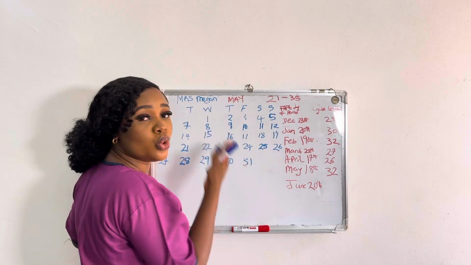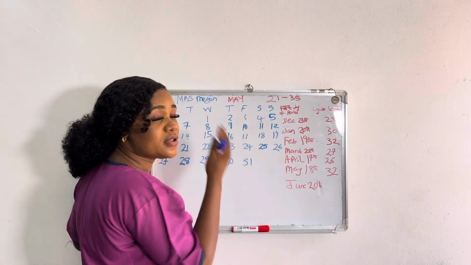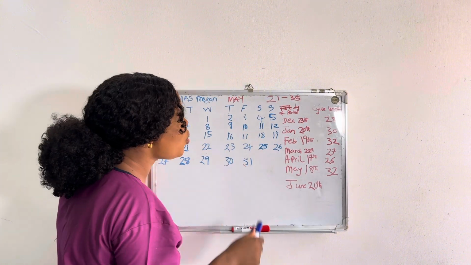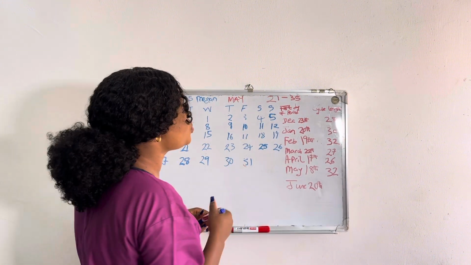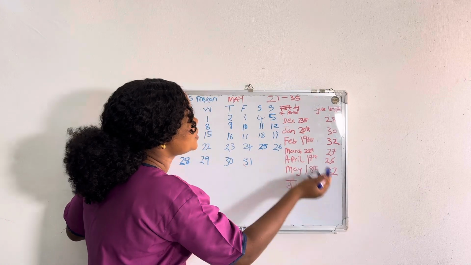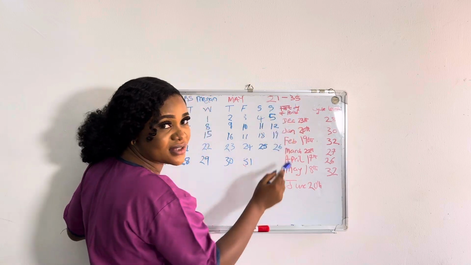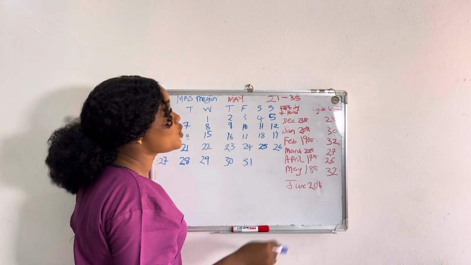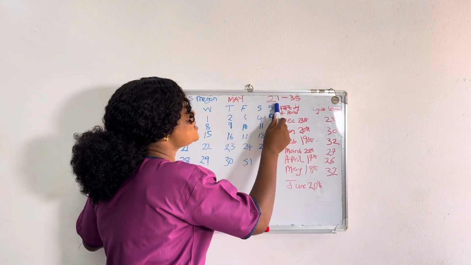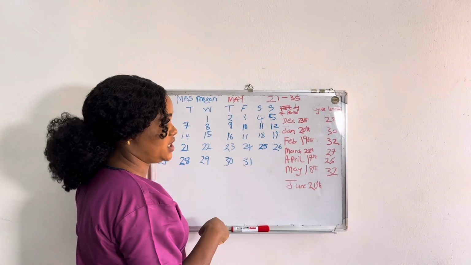Now, in order to know her safe days or her fertile window, we are going to, lest I forget, we can all see that these cycle lengths all fell within 21 to 35, because I said your cycle length should not exceed 35 days and should not be below 21 days.